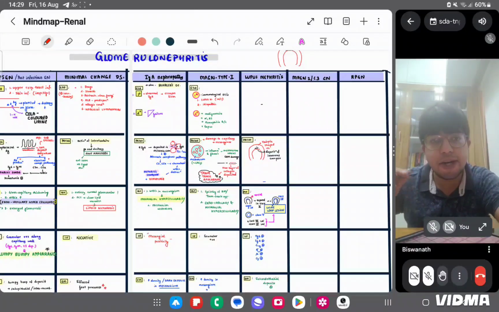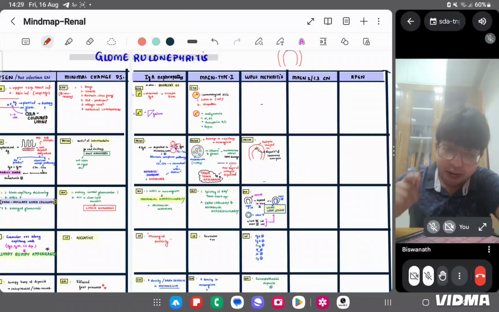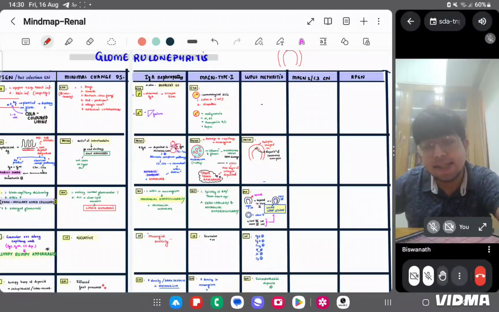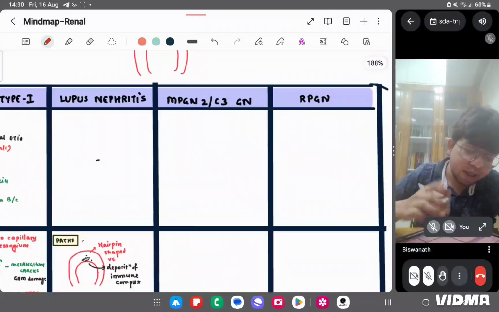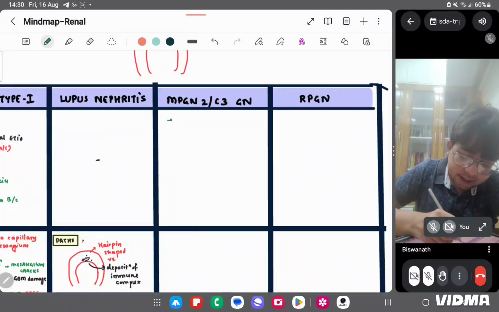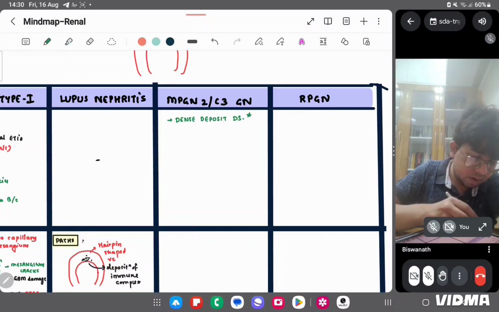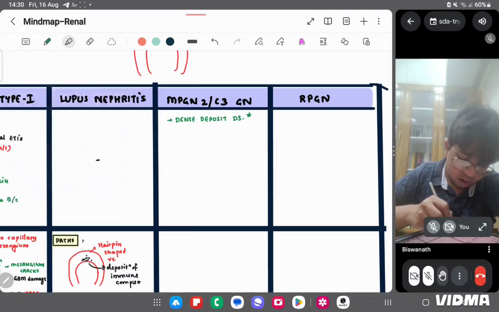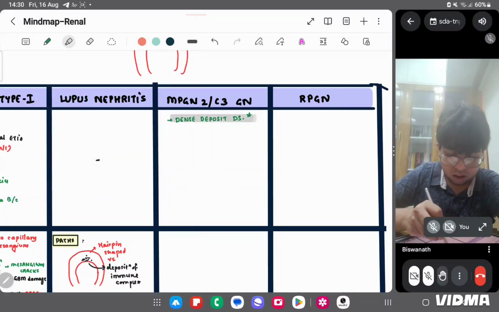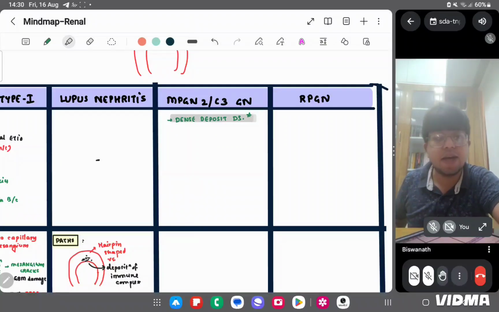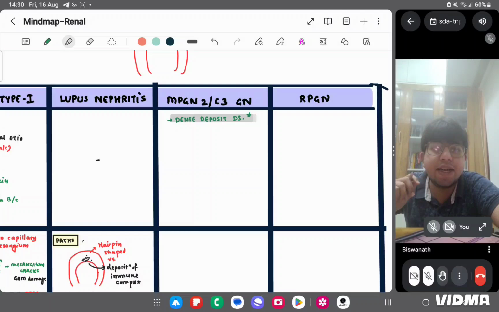membranoproliferative glomerulonephritis type 2, which is actually a subtype of the C3 induced glomerulonephritis. It is also called dense deposit disease. Okay. So the etiopathogenesis is that the problem is there in your C3 nephritic factor.